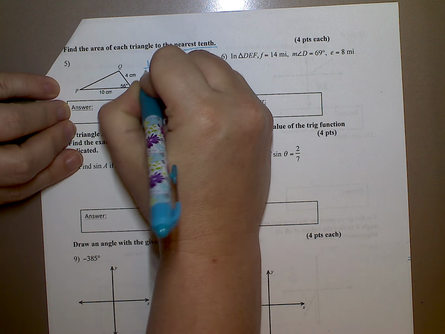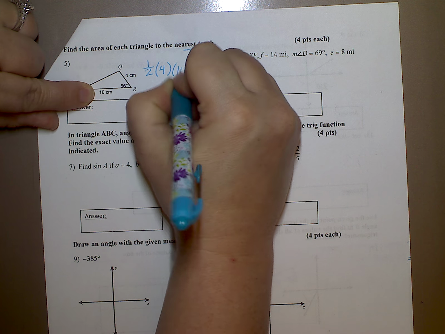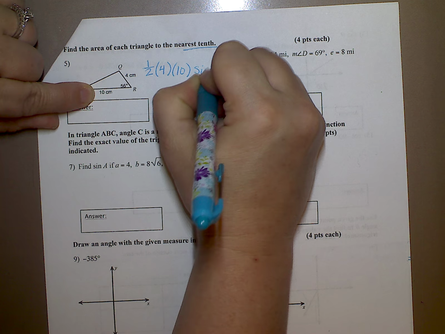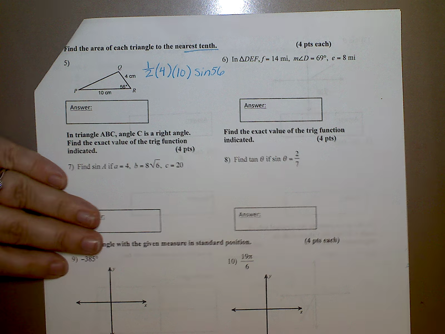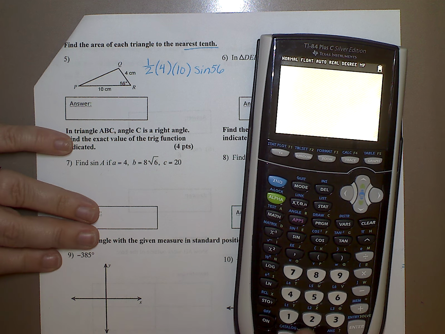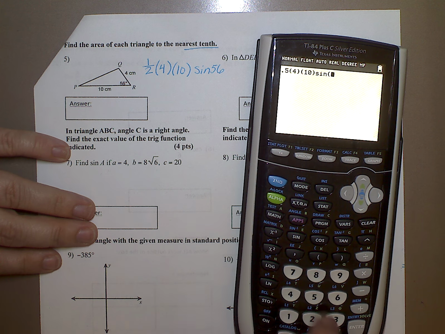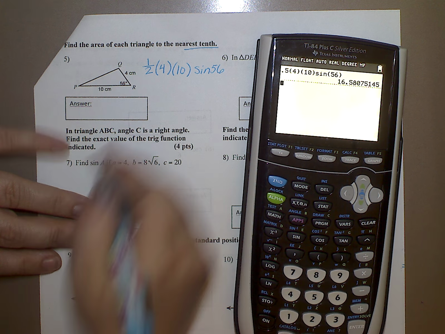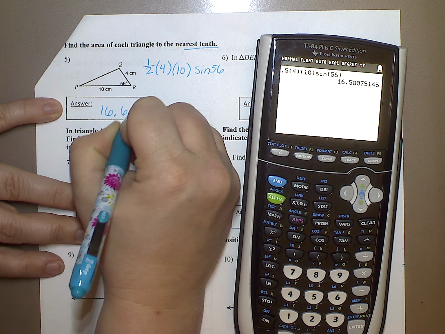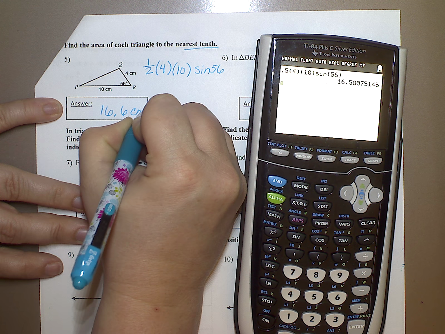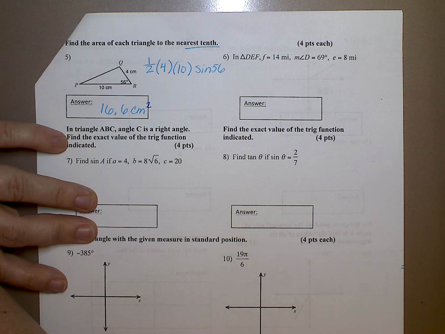The formula is 1/2 times a side times another side times the sine of the angle between those two sides. That's your area formula. Plug it into your calculator: 0.5 times 4 times 10 times sine 56. And the area is 16.6. And area we always label centimeters squared, feet squared, inches squared, whatever it is. You put a squared on it. Easy peasy?